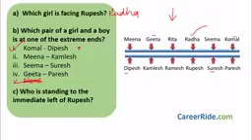Question C. Who is standing to the immediate left of Rupesh? Rupesh's immediate left is Ramesh, so Ramesh is the answer. Let's move to the next question related to this diagram.